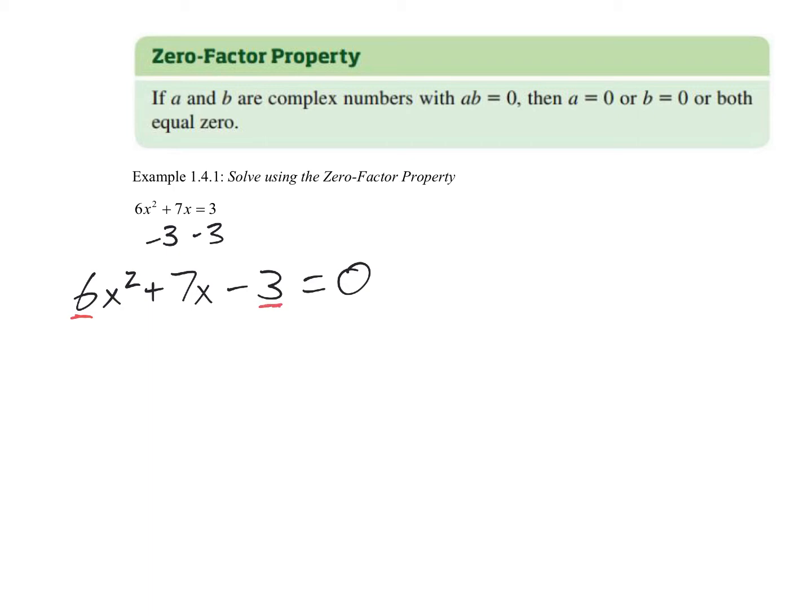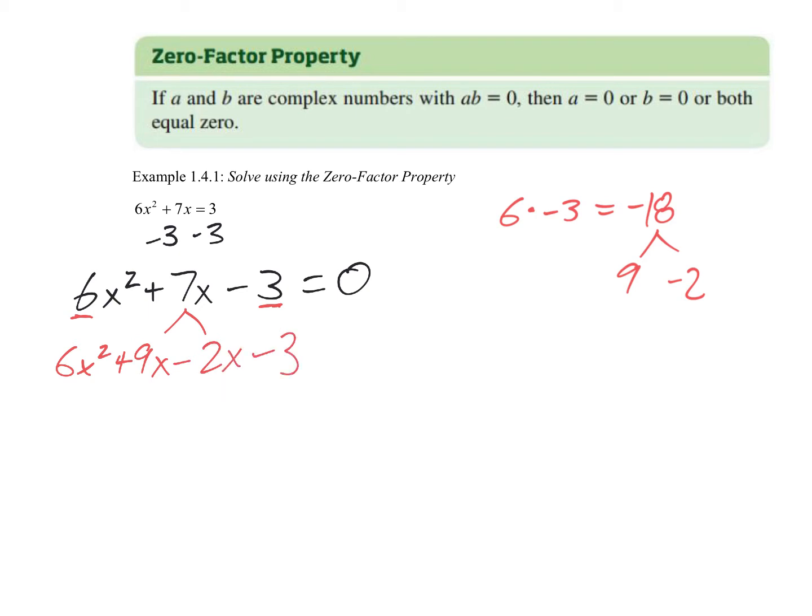Remember, if we use grouping, we can multiply 6 times negative 3 to get negative 18, and break it down to get numbers that will add up to 7. So I'm going to use positive 9 and negative 2. So split this up. We've got 6x squared plus 9x minus 2x and minus 3. So now we're going to group each of these terms together. So grab our first two terms and our last two terms, and we can factor it.